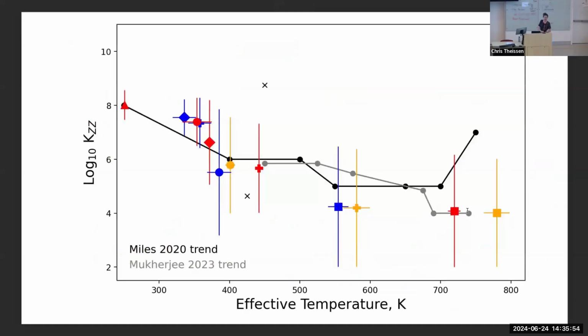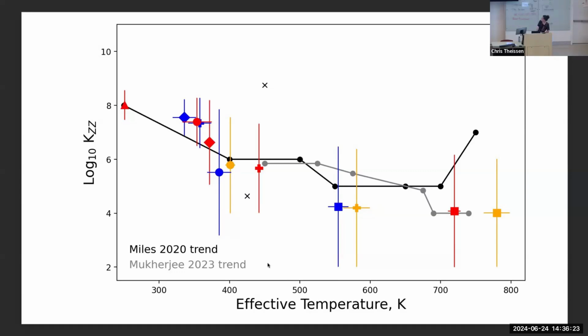But what we do find is a reproduction of this trend, which was found previously by Brittany Miles back in 2020. She worked very, very hard to get spectra in this same wavelength region from the ground, and was able to back out the fact that as you went down in effective temperature, you had some stronger mixing. So Brittany Miles's finding is these black points.